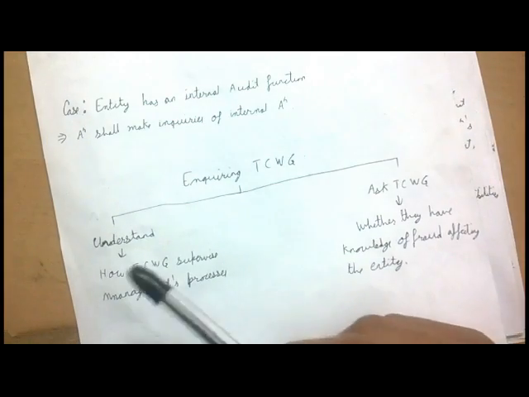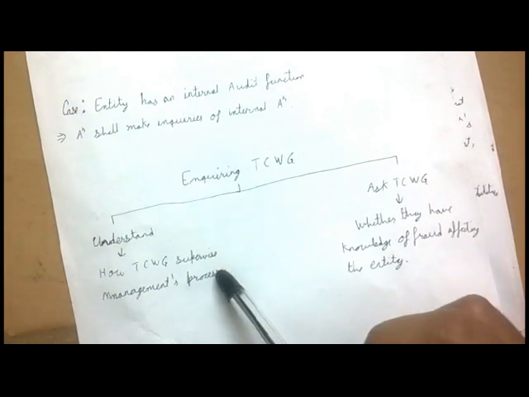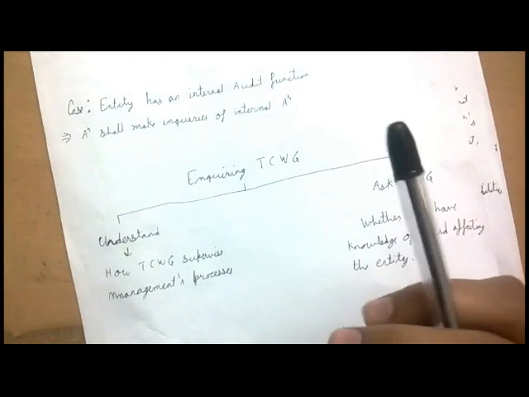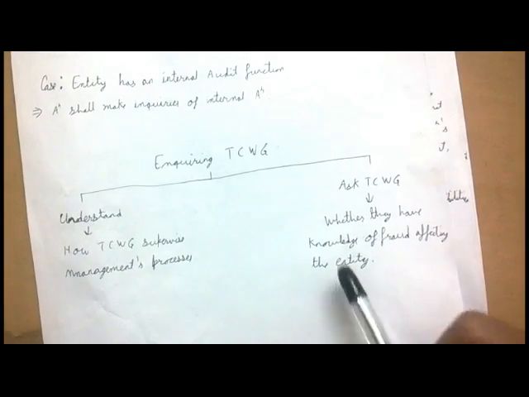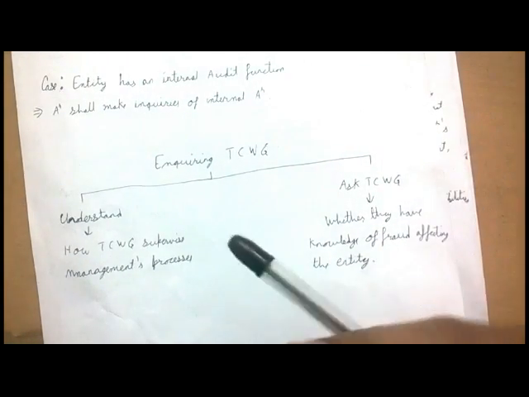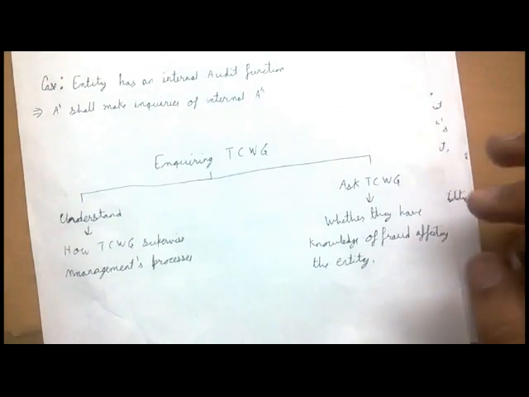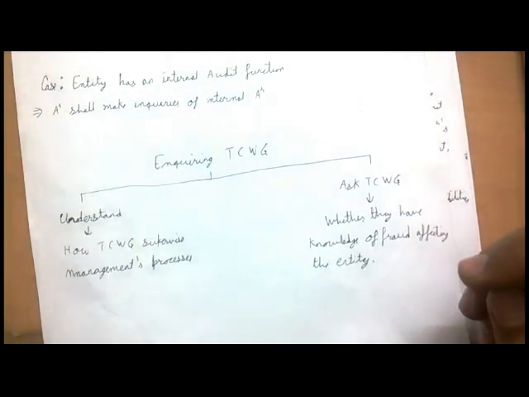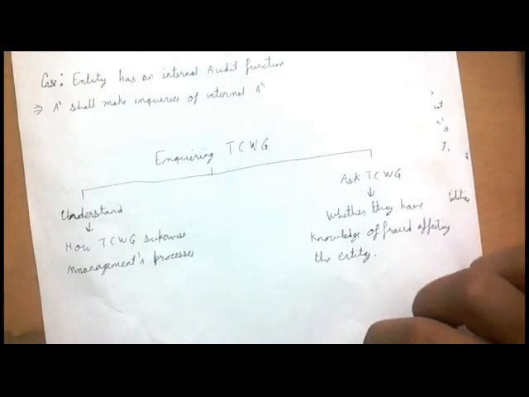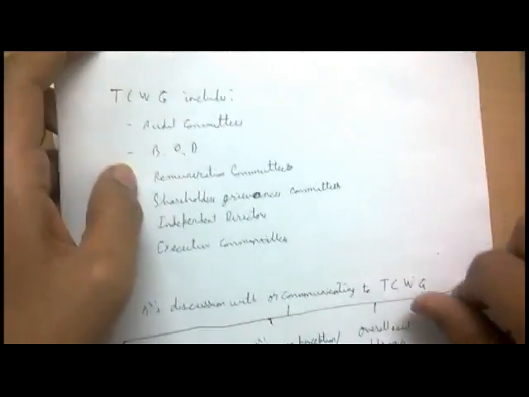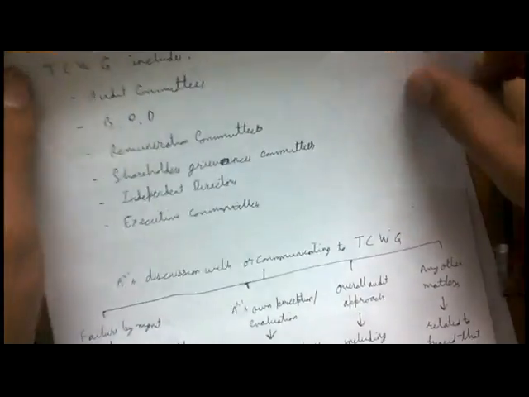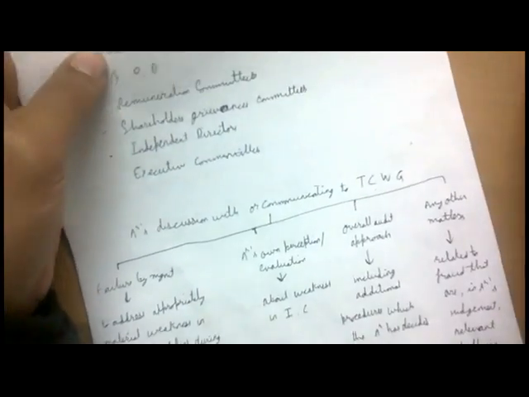So what can we inquire from them? First of all, understand how TCWG supervises management's process. TCWG is supervising; they are above the management. So how they are supervising the management's process is something we are going to inquire from TCWG. Then ask TCWG whether they have any knowledge of fraud affecting the entity. Maybe they have identified a fraud. Do they have any knowledge of such frauds? Please communicate to the auditor. So this is what we are going to inquire from TCWG. As I already told you, who all are included in TCWG, in maybe the very first 10 minutes of this video.